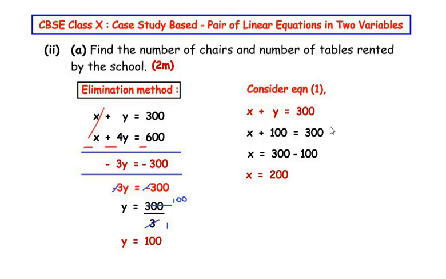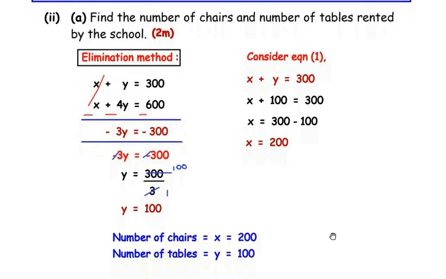Now taking 100 on the other side of equal to sign, we get x equal to 300 minus 100, giving us the value of x as 200. So the number of chairs, that was x, is equal to 200, and the number of tables, that is y, is equal to 100. So this is going to be our answer.